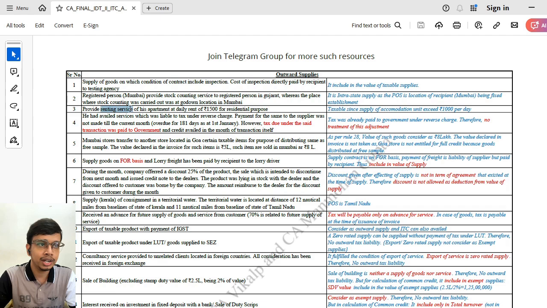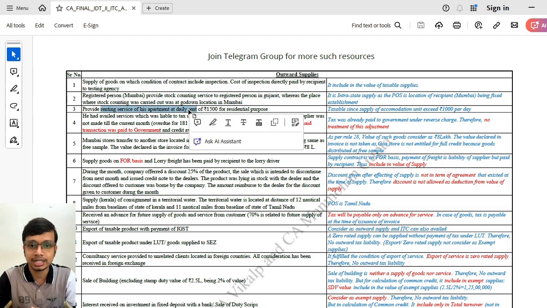Third point, provided renting services on a daily basis, daily rent 1500 for residential purpose. Normally residential purpose is exempt, but if you are providing on a daily basis, like on a daily rent, then it is considered as an outward supply. Because a bachelor may register his room as an OYO and rent comes from there on a daily basis, so it is considered as an outward tax liability, so tax should be charged on it.